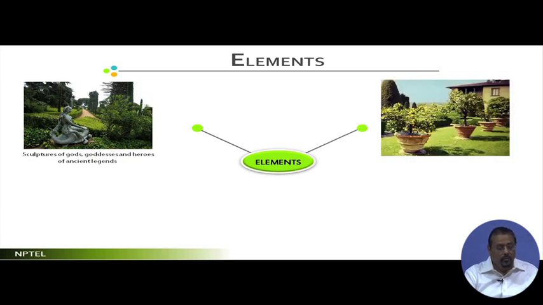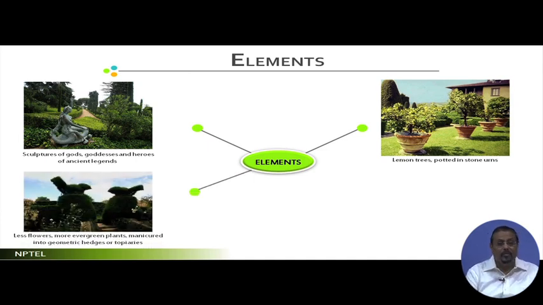Then we have the potted stone urns on which lemon trees are planted. This became another element. This particular element is now an entry to the landscape styles. Originally, they were not there. Let us not confuse it with the wash basins of Japanese garden styles. They had those wash basins for some specific purposes, a ritual, for ablution purposes. Here, the urns, potted plants that came into the garden.